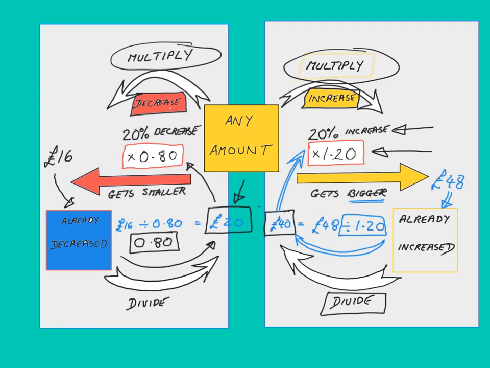In one case, the original amount was 20, and in the other case, the original amount was 40. That's percentage increase and decrease, and how to reverse them.